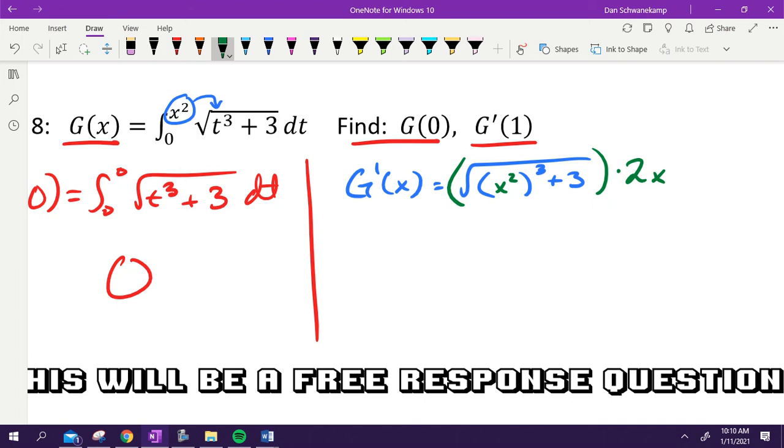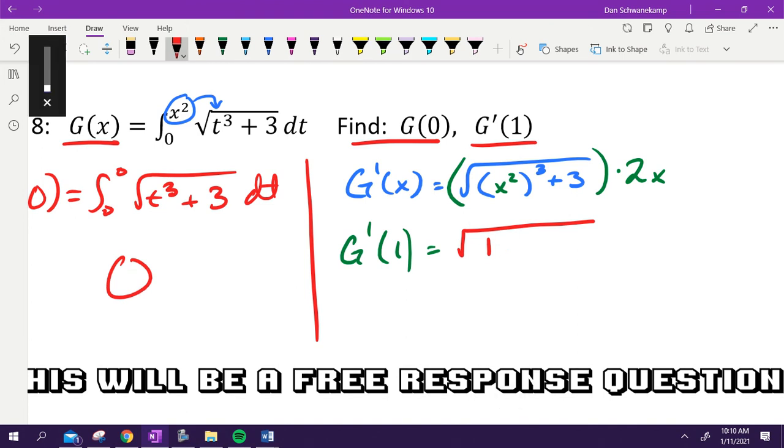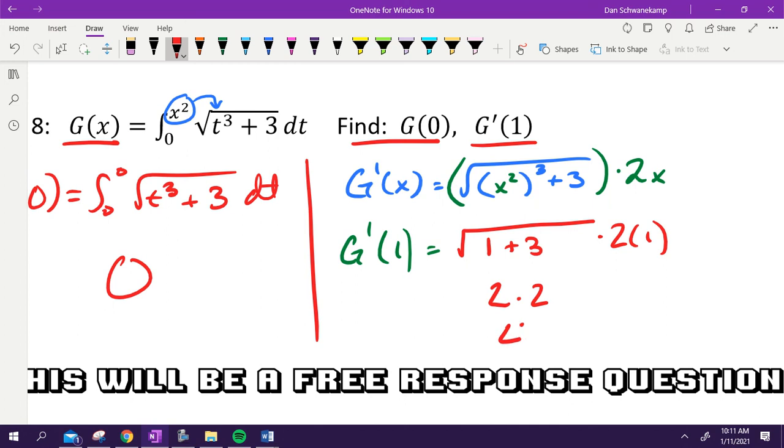Now we're finding g prime at 1. So if we're finding g prime at 1, it's 1 squared, cubed, plus 3, times 2 times 1. 1 plus 3 is 4. Square rooted is 2, times 2. My answer is 4. Questions on that one?